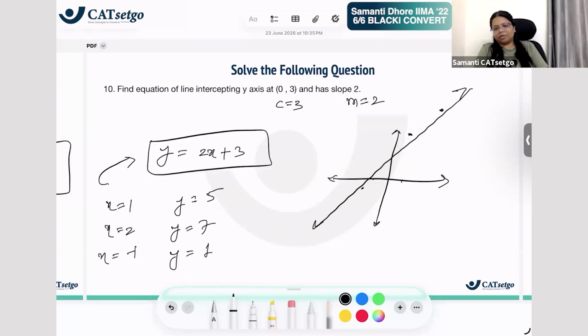ऐसी कुछ ये line बन रही है, y is equal to mx plus c. It is intercepting at 0, 3 and it has a slope of 2.